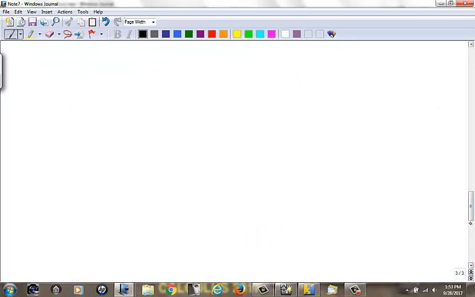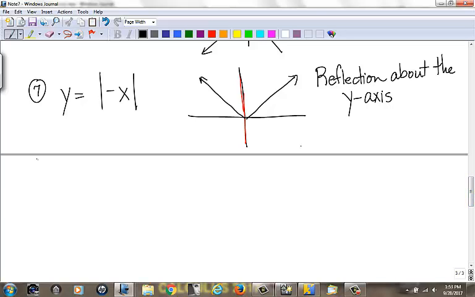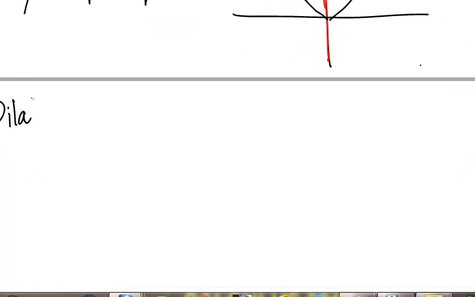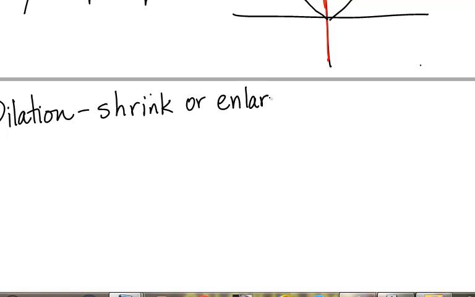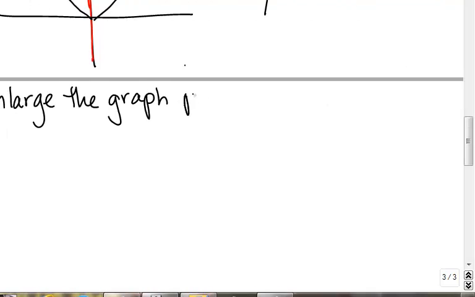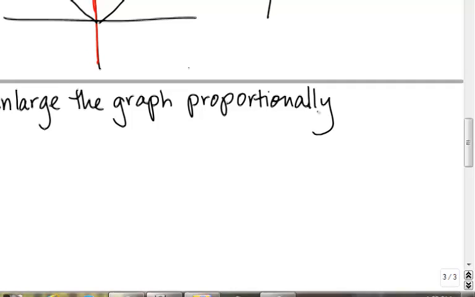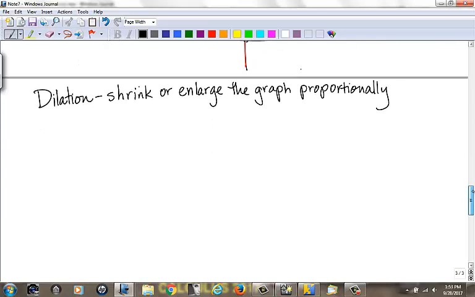Okay, now they're going to do what they call dilations. A dilation is a shrink or enlarge of the graph proportionally. We're going to do what they call a vertical stretch or shrink and a horizontal stretch or shrink. And it's best to do it by example.